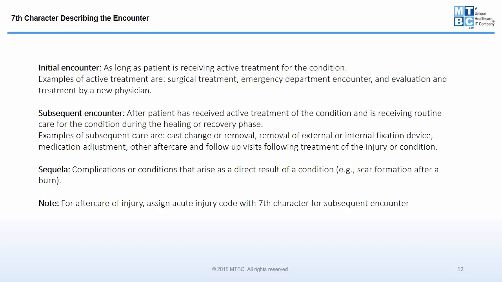So the initial is usually A or B, the seventh character. The subsequent encounter would be D, G, K, and P, depending specifically, you'll see that, but this is during the healing or recovery phase. So a patient comes back into the office after having a knee replacement, okay? Now they're in the office and they're healing well. The doctor's seeing them for their follow-up to the hospital, their post-op visit. And they're healing. It would be under subsequent encounter. So you could use either a D, G, K, or P, depending on what the correct letter is, the seventh character.